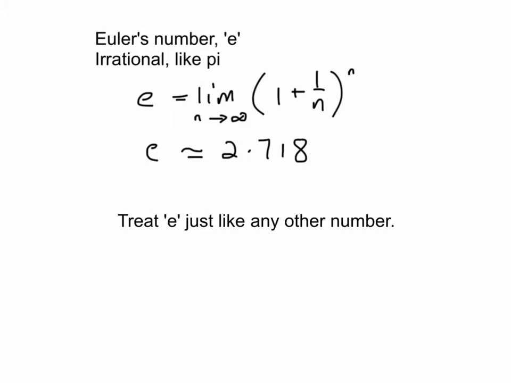Okay, so e is the next common base, and e is Euler's number. If you're a German, that's how you say E-U-L-E-R. It's an irrational number. It actually does keep on going forever and ever, but we approximate it to 2.718, which is correct to 3 decimal places. You can just treat it like any other number. You've just got to remember it's not a variable.